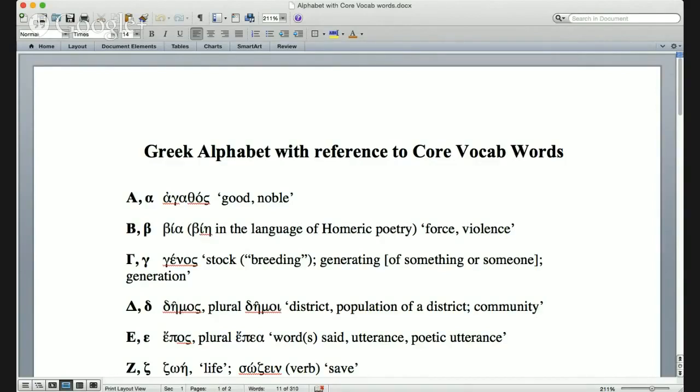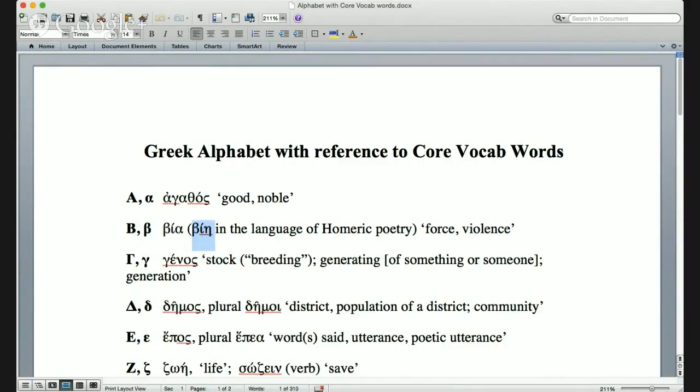So that alpha can be pronounced in two ways, as an a short or a long. And by practice, you'll get to know which one it's going to be. But all that to say, the first word, agathos. We go down to the second letter, which is beta, a capital beta and a lowercase beta. And the word from the core vocab, since this is a Homeric Greek course, I'm going to do the one in parentheses, which we would pronounce ba.